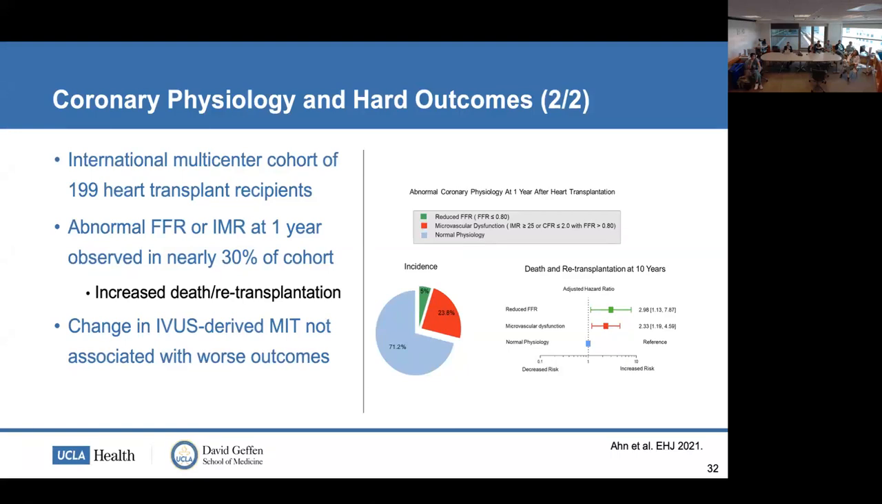And again, this paper also showed that when you looked at the change in MIT from baseline to 1 year that had been shown in 2005, that was no longer associated with worse outcomes.